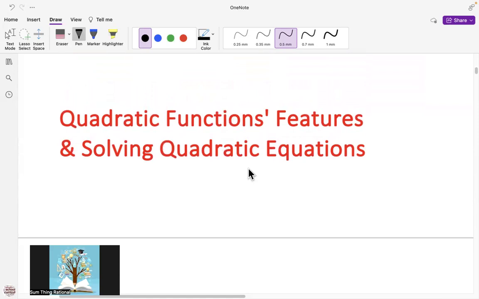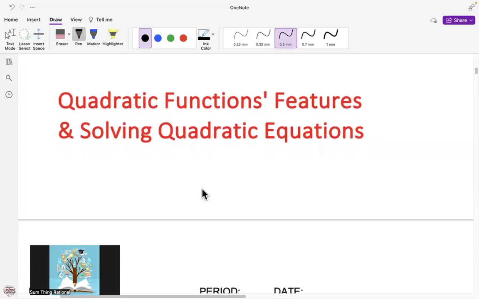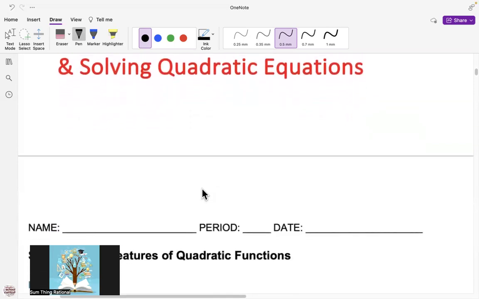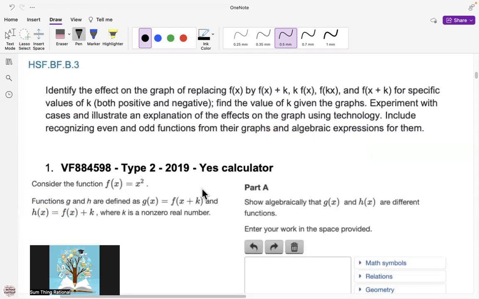Today I want to start the series of quadratic function features and solving quadratic equations. These are questions I solve with my students in class, so I wanted to record them as well. Either they can benefit from these questions or my followers can benefit as well. Since NJSLA is so close, let's get started.